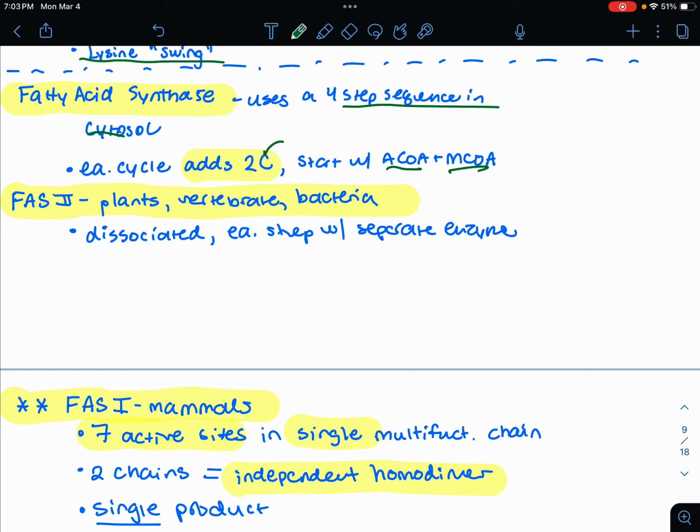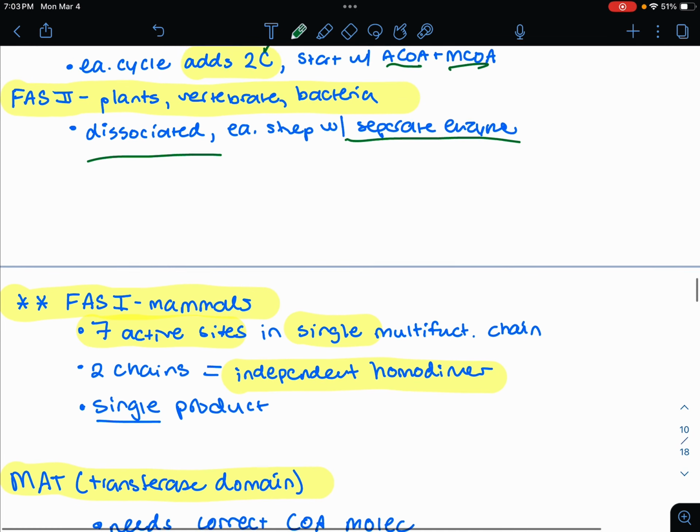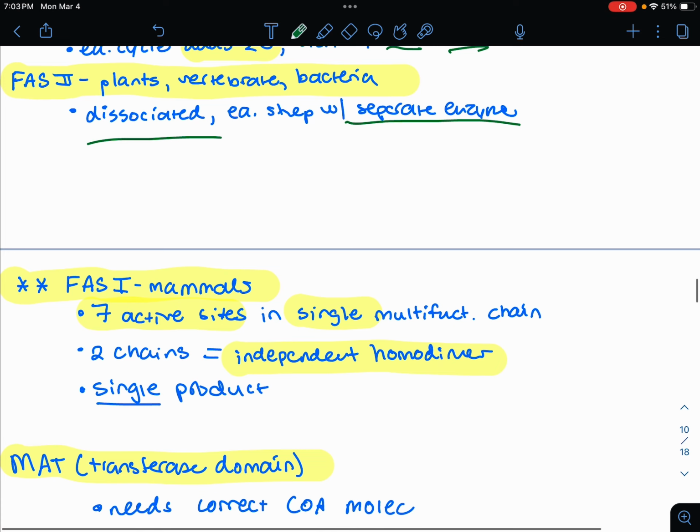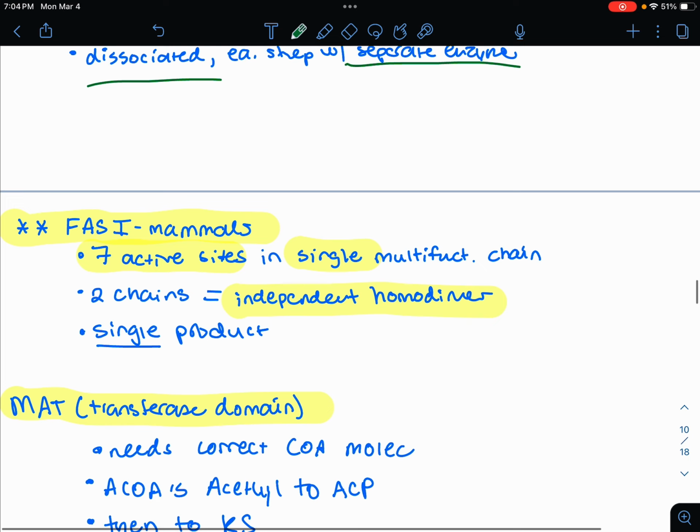FAS2, or fatty acid synthase 2, is found in plants, vertebrae, and bacteria. It's dissociated, and each step is performed with a separate enzyme. However, in FAS1, fatty acid synthase 1, that's in mammals, there are 7 active sites in separate domains in a single multifunctional chain. There are 2 chains, and they're independent, however they act as homodimers. And you get a single product in FAS1.